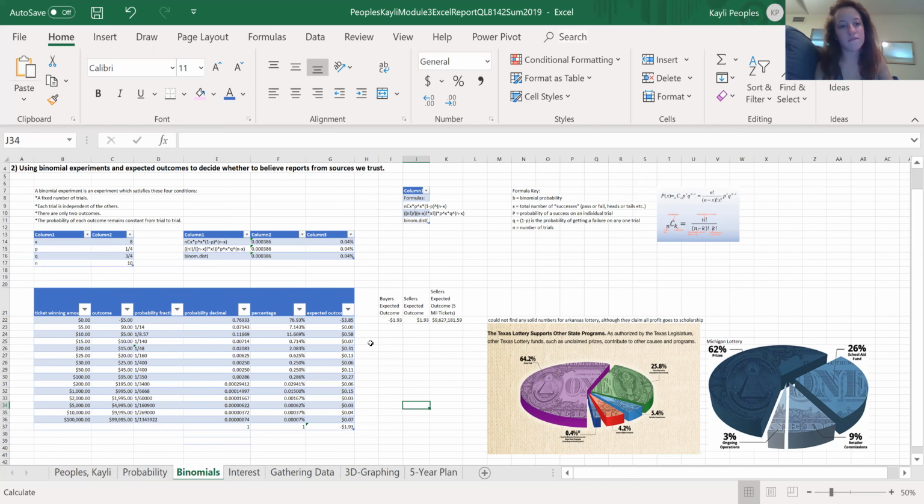So yeah, we did this to see what the probability of getting an 80 on a multiple choice test would be if you just completely guessed, and the odds are not in your favor. You have a 0.04% chance of getting an 80 if you just guess.